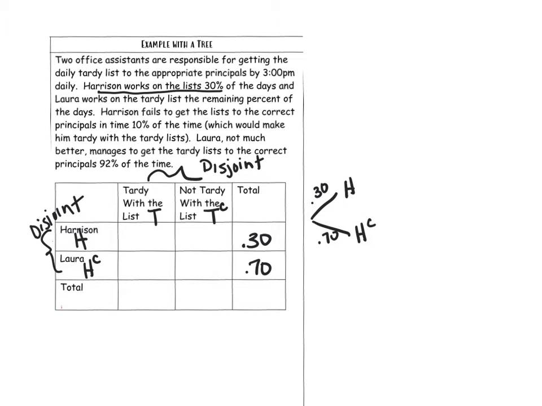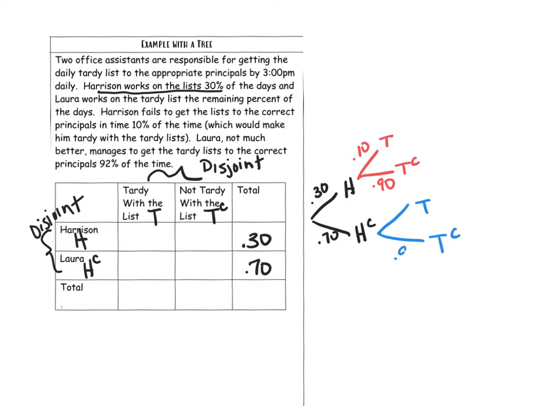From there, the list is either going to be tardy from Harrison or not tardy from Harrison. It's tardy from Harrison 10% of the time, so that's T. Not tardy means it's on time. So 10% of the time is tardy. And if it's tardy 10% of the time, that means it's not tardy 90% of the time. And then from Laura, who is not Harrison again, it can either be tardy or not tardy. Well, it'll be tardy from Laura. She turns it in on time 92%.